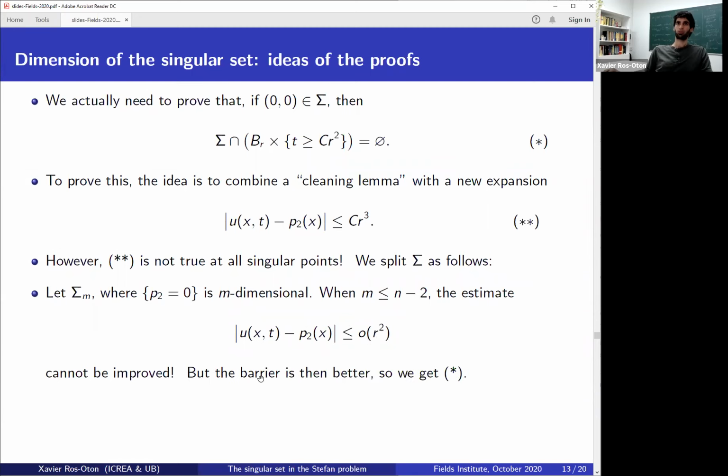But still, we can construct some better barriers, and then in this setting, we still can manage to get this actually with a 2 minus epsilon for every epsilon, which is enough.